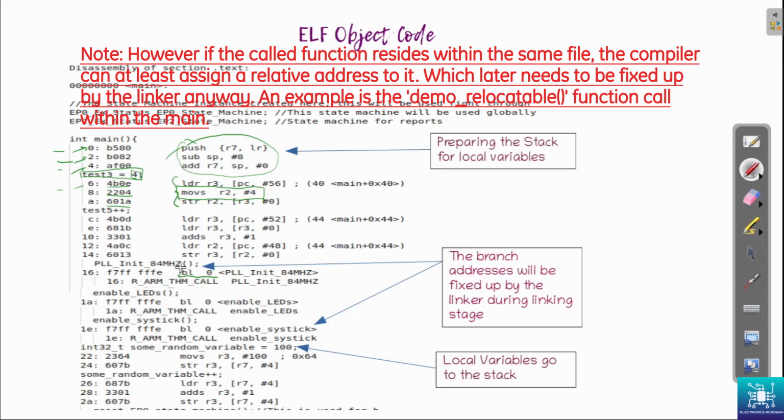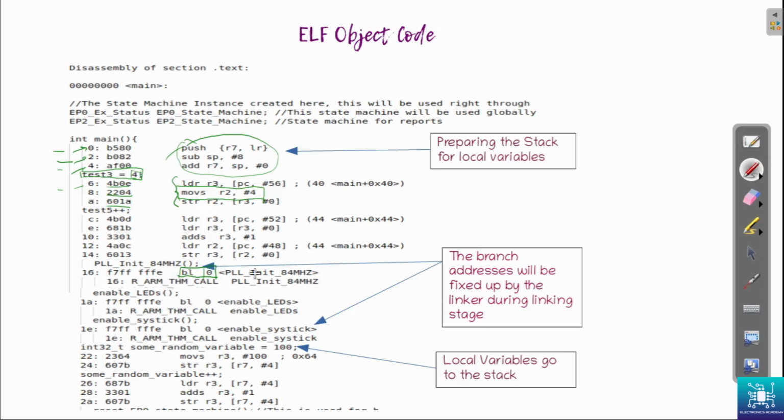So this is nothing but loading the program counter with the value where the function resides, but it is a 0 here. Can you see that? It's a 0 here, and it's an ARM thumb call to PLL init. All of this information is put in here because this is not yet resolved. So the branch addresses will be fixed up by the linker during the linking stage. That is the job of the linker.